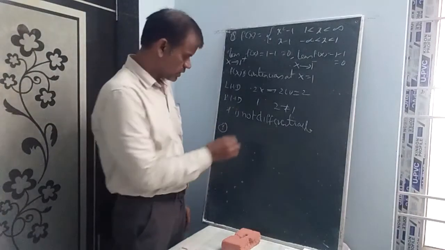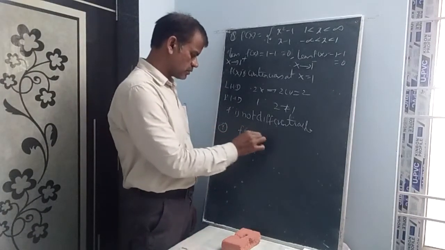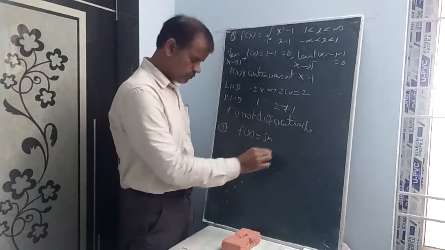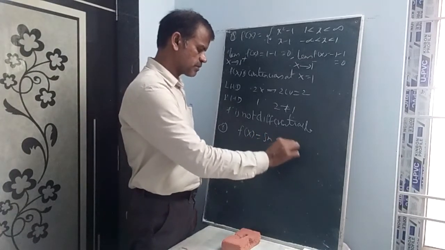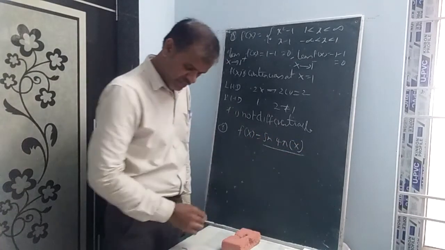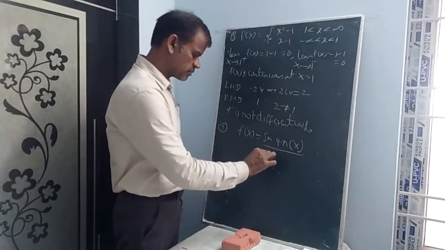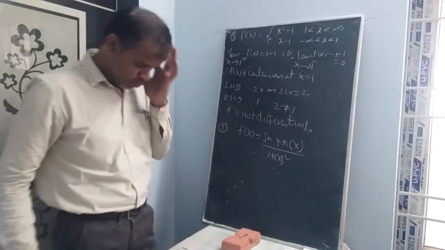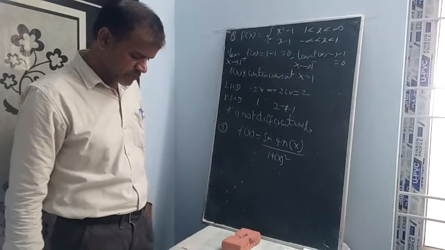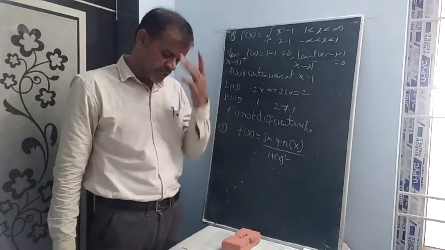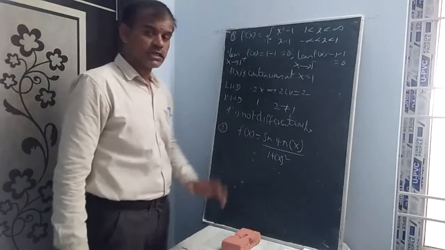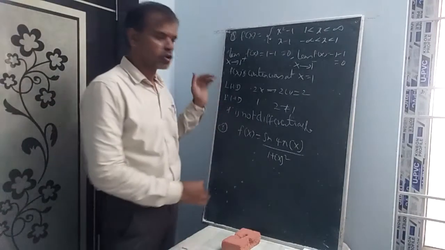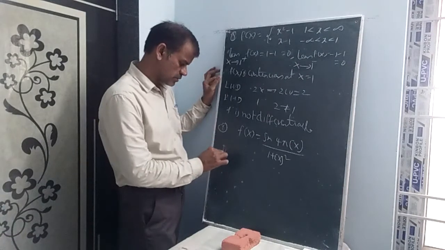This is a very easy question. f of x is equal to sin 4 pi into step x divided by 1 plus step x whole square, where step x is the greatest integer less than or equal to x. Let us discuss one thing regarding the domain and range of step x.